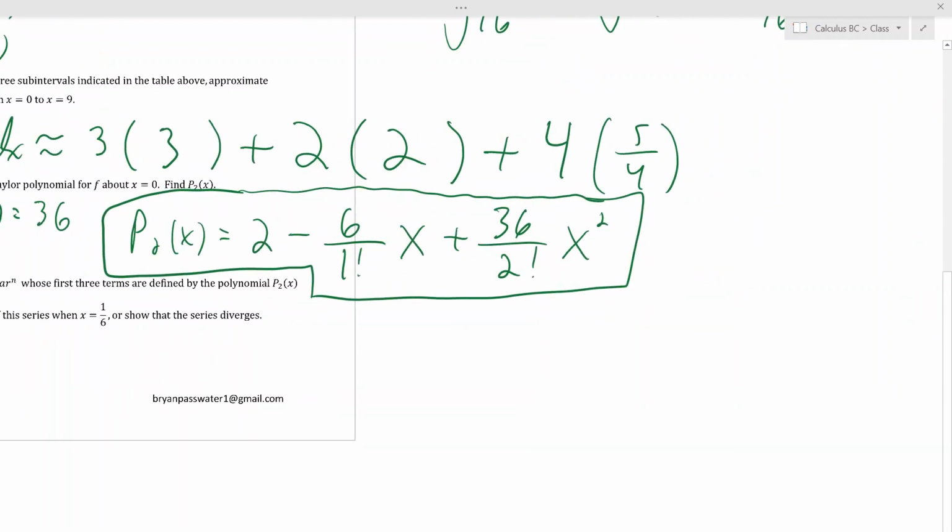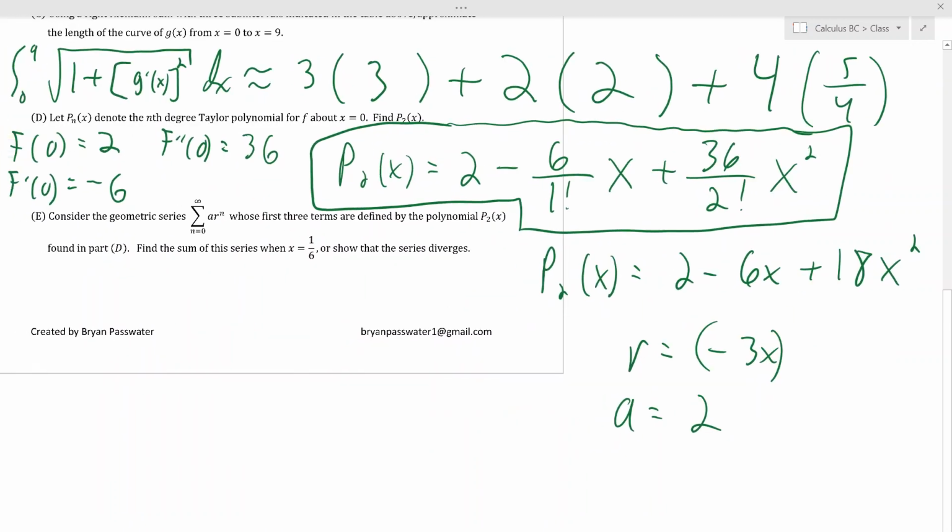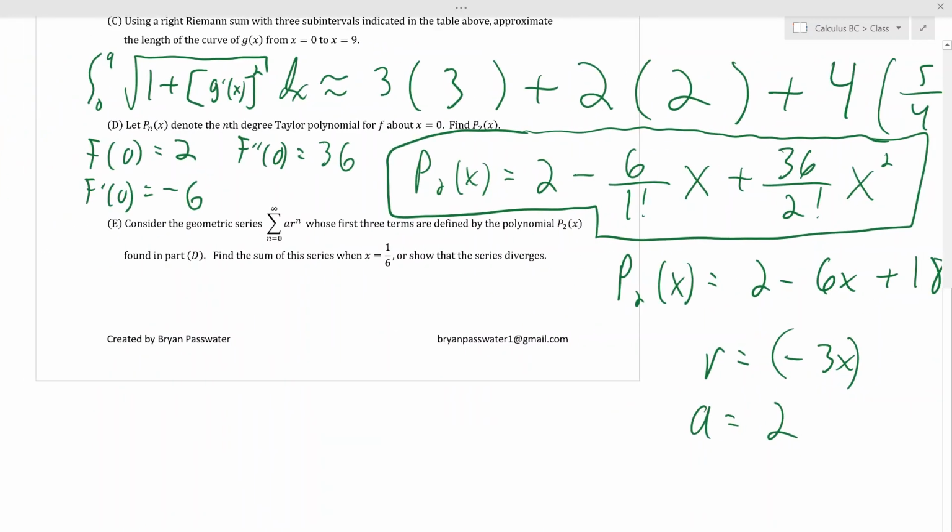So anyway, they're telling me this is geometric, so I'm going to rewrite p sub 2, so I can see it. So it's 2 minus 6x, thanks big guy, plus 18x squared. So if it's geometric, it must mean we're multiplying by something. And as you can see, we're multiplying by a negative 3x each time, right? Because that 2 times negative 3x is negative 6x. Negative 6x times negative 3x is going to give you that positive 18x squared. So r is negative 3x, and a is 2. Cool. And luckily for us, we know the sum of a geometric series. So it says, this is weird, find the sum of the series. It doesn't say find just p of 2. That's just an approximation.